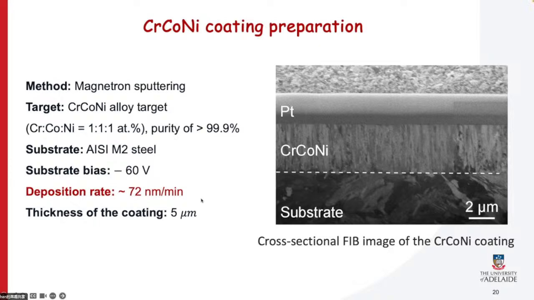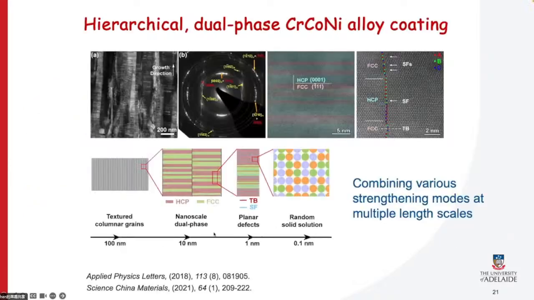And also the deposition rate here is very important, because the higher the deposition rate, the higher the possibility that you form planar defects like twin boundaries and stacking faults. So here is the structural feature of this coating. We can see they have structural features at multiple length scales, right? Such a hierarchical structure allows for a unique combination of varied strengthening mechanisms at multiple length scales. So the combination of these strengthening mechanisms will give us exceptionally high strength and ductility.